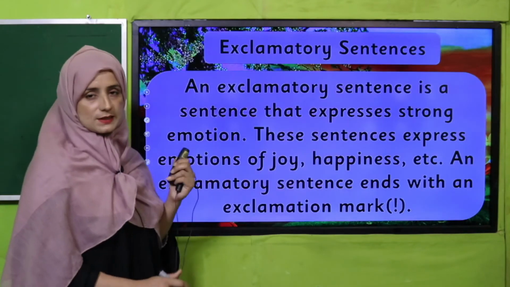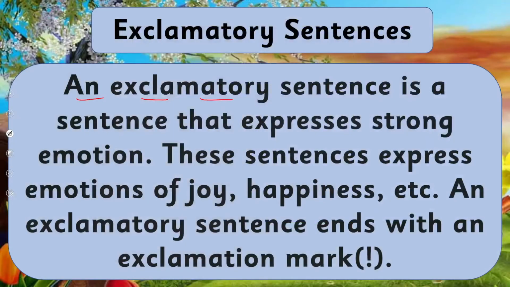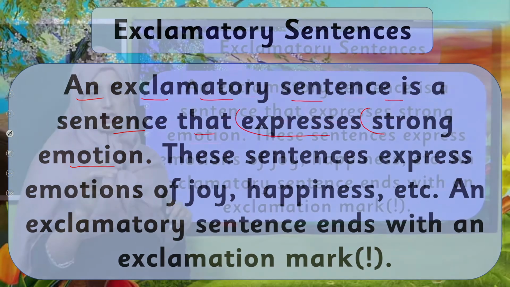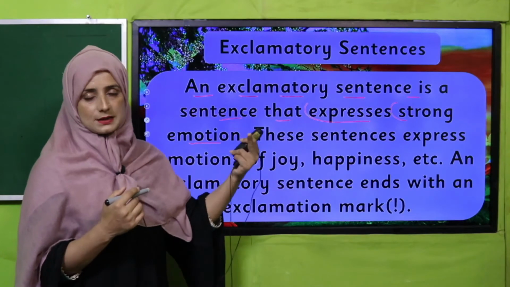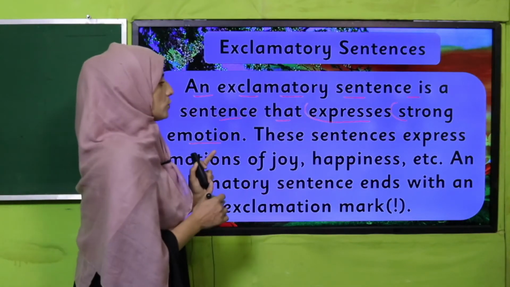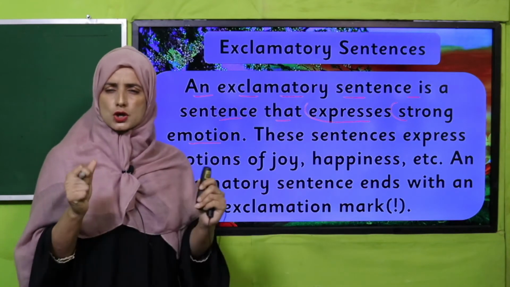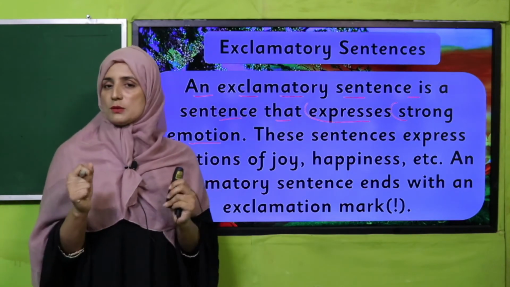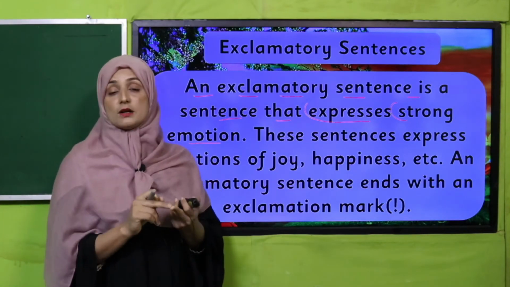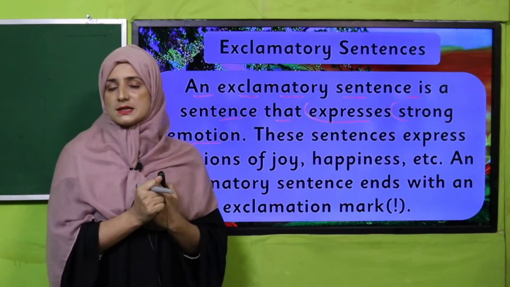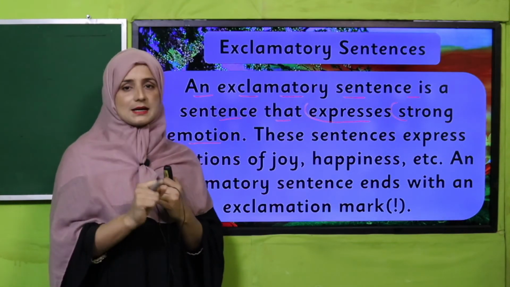Let's see what an exclamatory sentence is. An exclamatory sentence is a sentence that expresses strong emotions, same like interjection, my dear students. Inshallah, you will learn about interjection in further classes at the next level. Such types of sentences show strong emotions, and these strong emotions can be related to anger, happiness, okay, and sadness also.